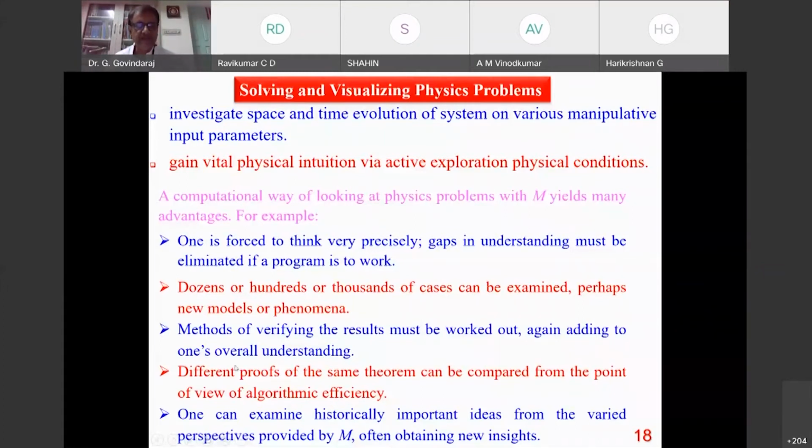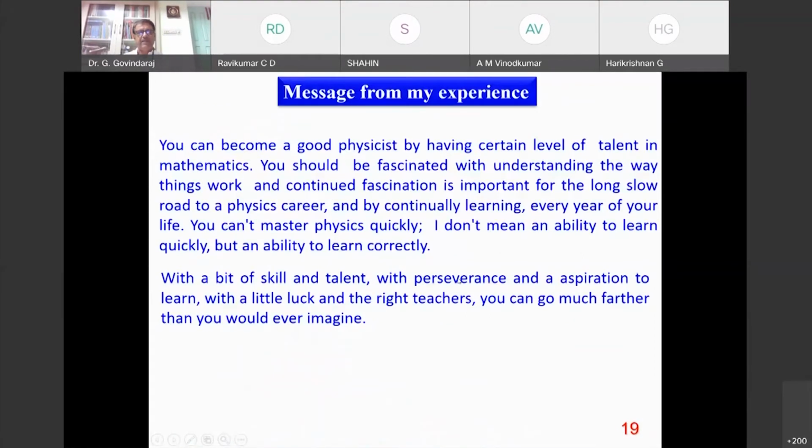Various other means: different proofs of the same theorem can be compared from the point of view of algebraic efficiency. For example, the factorial can be written using Mathematica in about 15 different ways. I can check it, and it's possible to understand them, and then you'll really see which is more efficient, because it's going to generate a big number. There are many situations like that even in physics problems. One can examine historically important ideas from the varied perspectives provided by Mathematica. Often we obtain new insight also by doing that. So these are all the things that happen when you try to do problems with the help of Mathematica, which is available as one of the most modern tools for doing science, engineering, and technology.